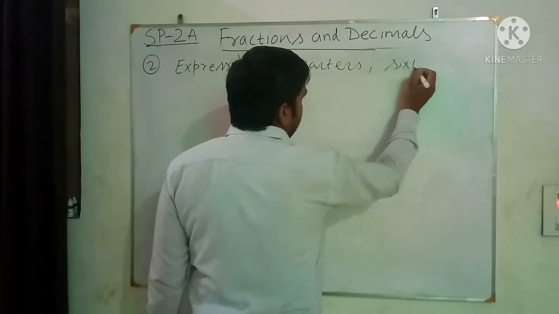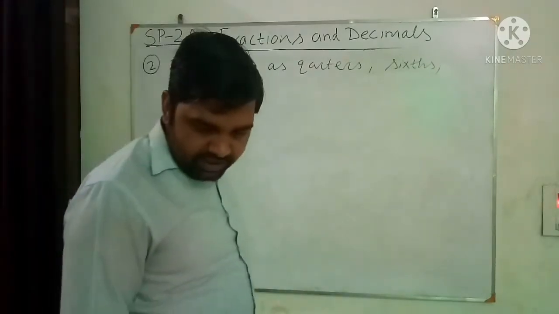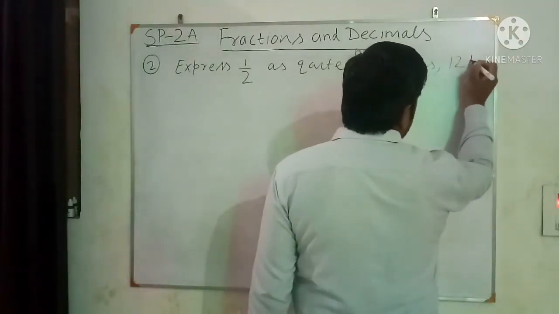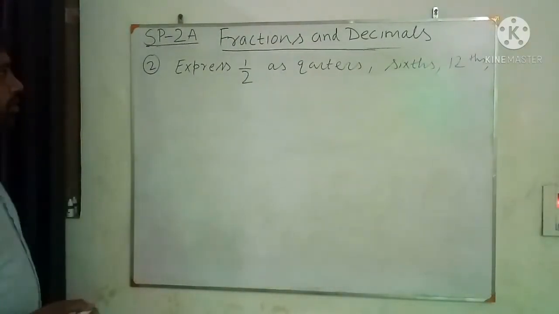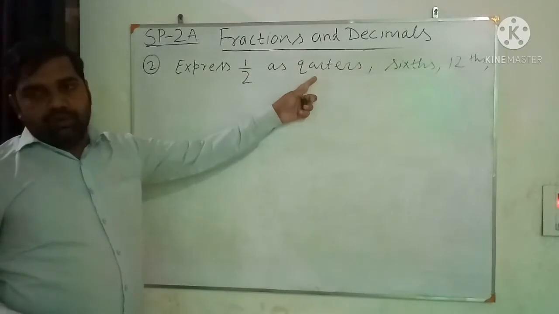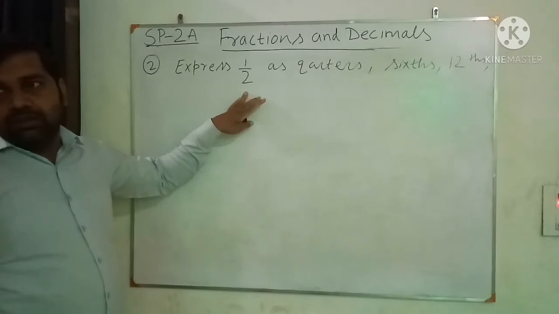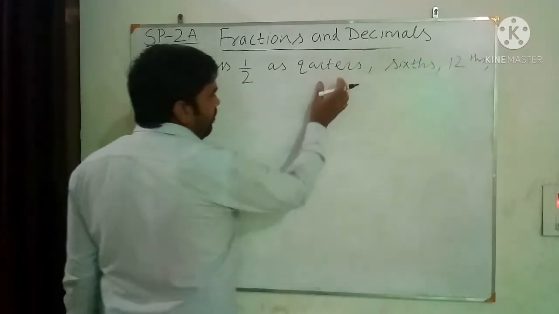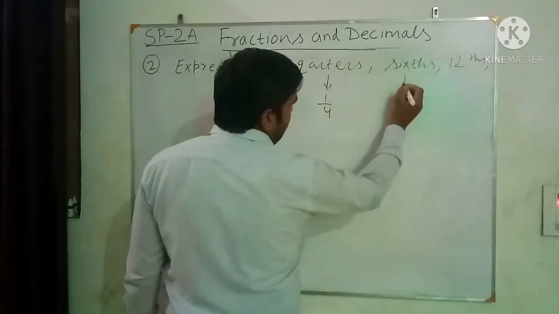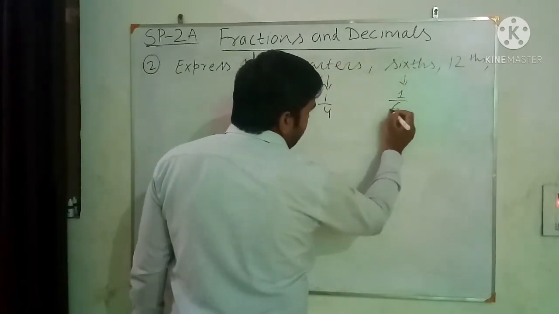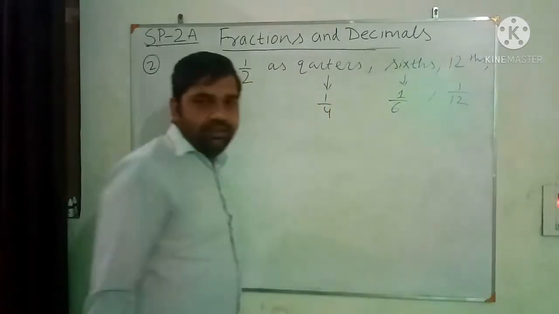Okay. So here quarter means 1 by 4. Quarter means 1 by 4. So we have to express 1 by 2 as 1 by 4. And sixth means 1 by 6, and twelfth means 1 by 12, so the denominator of the fraction should be 12, like this.